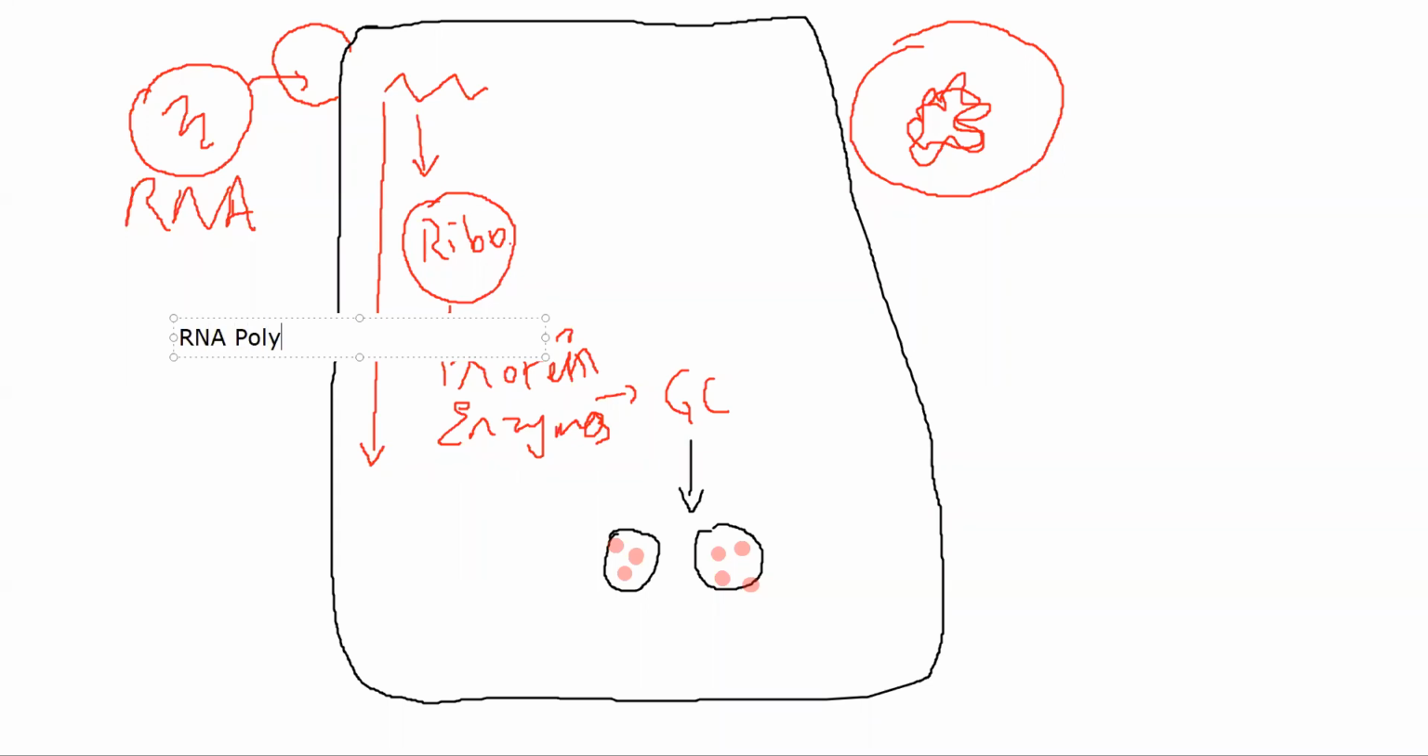RNA polymerase. Now the function of RNA polymerase, if you remember the process of cell division, in that we had something called DNA polymerase, where whenever a cell is undergoing division, it will use DNA polymerase to multiply itself. The same way here, RNA will use the enzyme RNA polymerase to make several more copies of RNA.